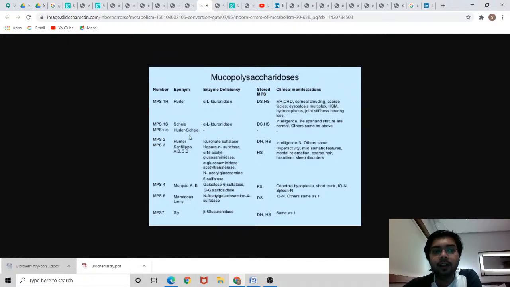So MPS 1 Hurler's, MPS 2 Hunter, Sanfilippo, Morquio, Maroteaux-Lamy, and Sly disease. You should know what the enzymes deficient are. Hurler's is alpha-L-iduronidase. Hunter is iduronate sulfatase. Morquio AB is galactose 6 sulfatase. Maroteaux-Lamy is N-acetylgalactosamine 4 sulfatase, and Sly is beta-glucuronidase. So I think I should not prolong it too much. It will become overburdening for you.